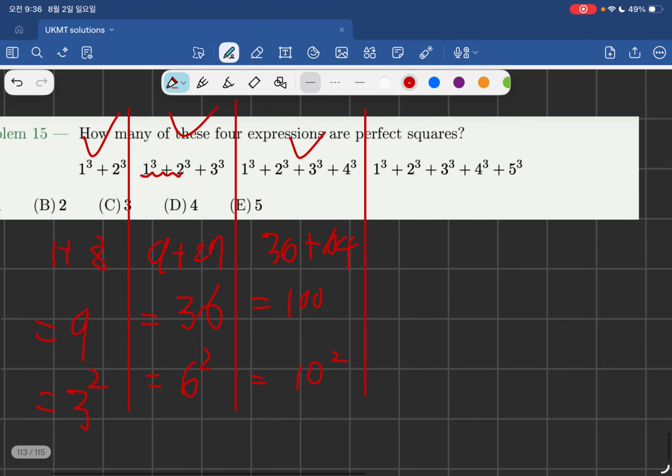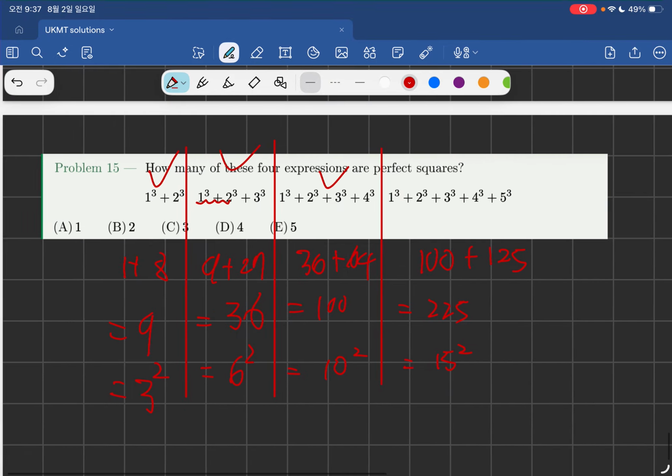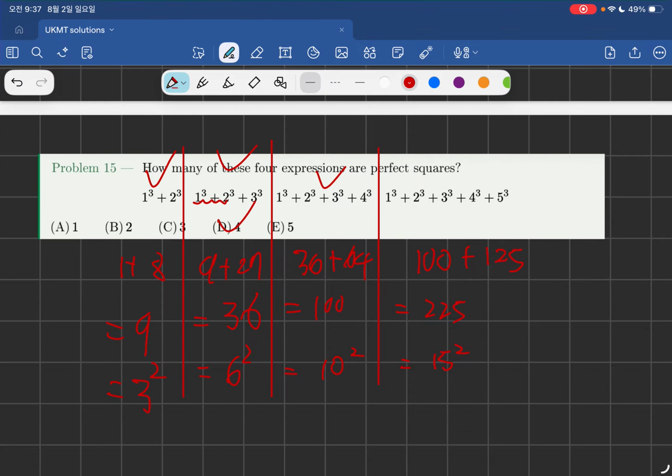Now the last one, we have 100 plus 5 cubed, which is 125, and if we add them up, we get 225, and that is 15 squared. So all four equations are perfect squares. So D is the correct answer.